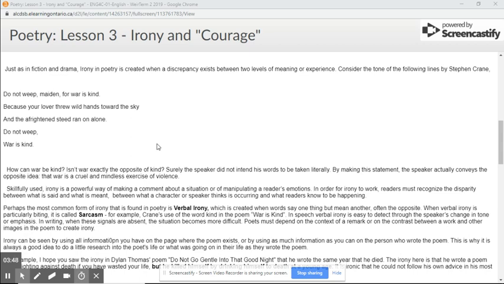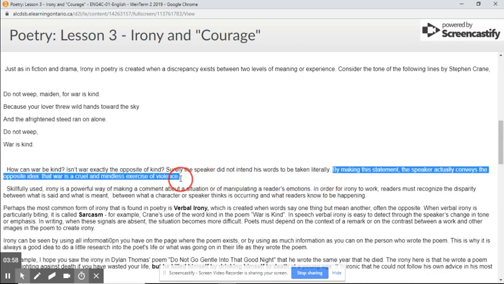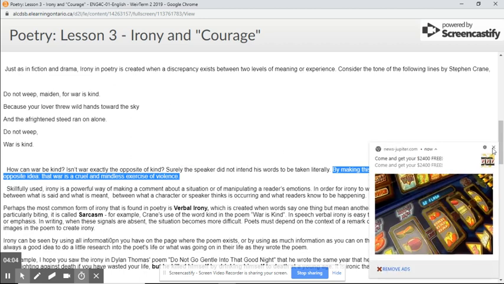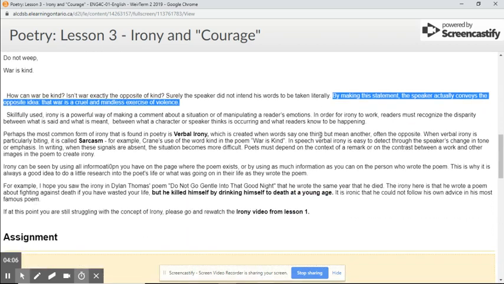If you can come up with it yourself, that is excellent writing, and you're going to understand much more what they're trying to say. So by making this statement, the speaker actually conveys the opposite idea, that war is a cruel and mindless exercise of violence. So that makes this statement verbal irony. Do not weep, war is kind.